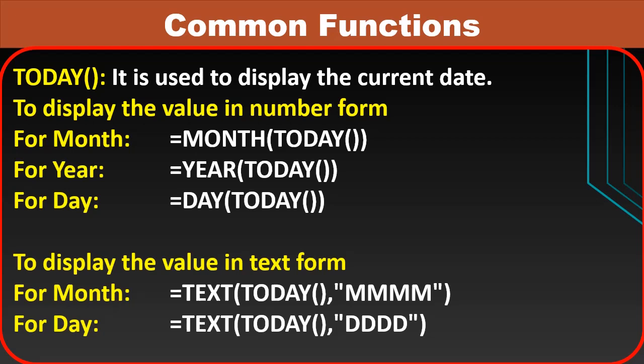Suppose, for example, you want to display the month name in text form, or the day in text form, we can also use the TODAY function, like equal TEXT, within the bracket TODAY, then comma, within the double quote capital M or small m. So it will display the month name in text form. Similarly for the day, equal TEXT within the bracket TODAY function, comma, within the double quote D.